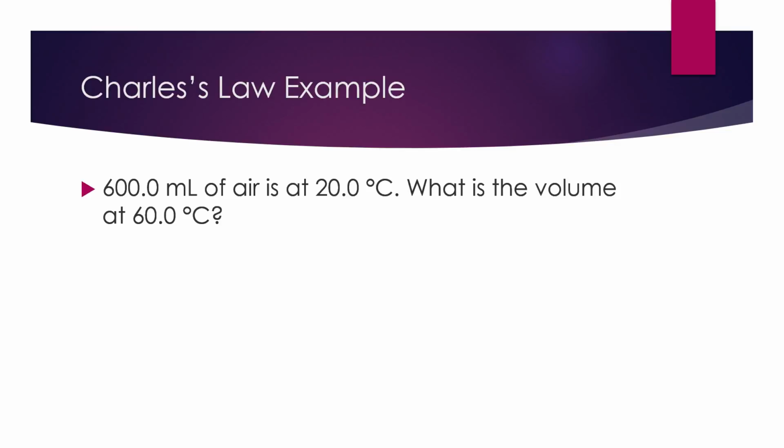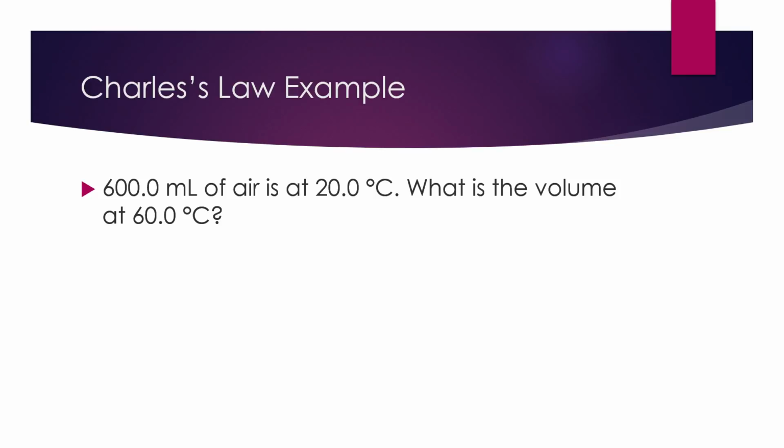Well, how do we get the V2 all by itself? Well, we just need to multiply both sides by 333. So we'll take the 2.04 times 333. We get what now? Should be 679.